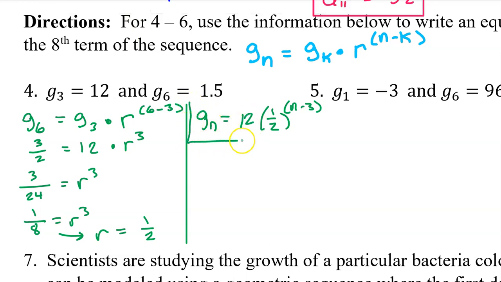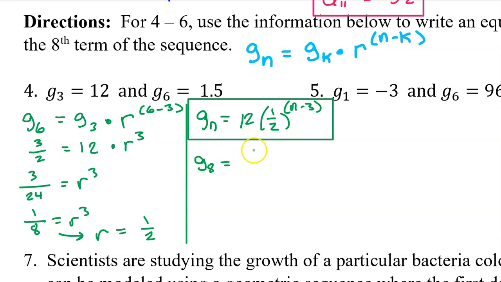So this is the rule, the equation that we were asked to find. Now we need to find the 8th term of the sequence. So that will be G8. That's going to be 12 times 1/2 to the 8 minus 3 power. So that'll be to the 5th power.